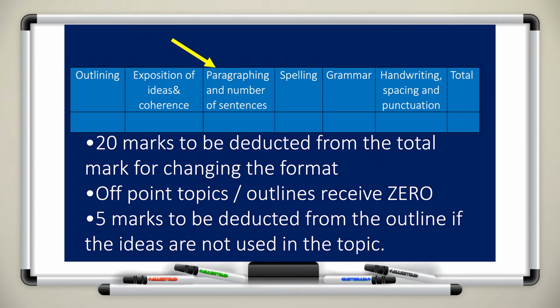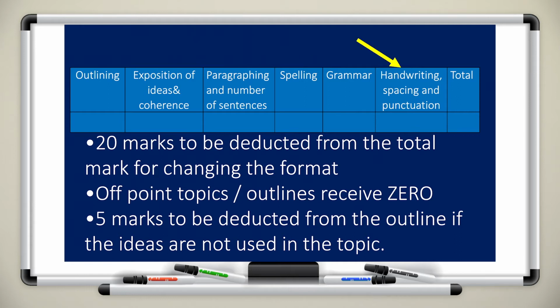Remember, you're going to be assessed for the number of paragraphs, number of sentences, and how they fit. Remember, your paragraphs should be a minimum of 4 because you're going to have an introduction, body 1, body 2, and a conclusion. Again, you'll be assessed for spelling and grammar.